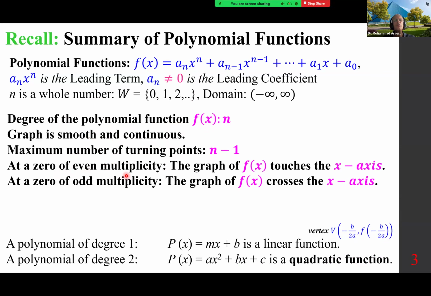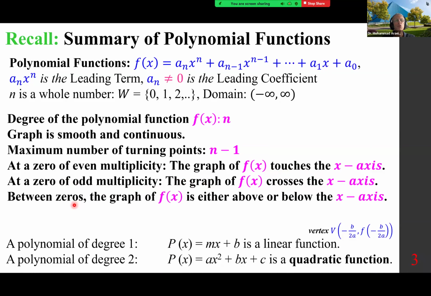At a zero of even multiplicity, the graph of f of x touches the x-axis. That means it doesn't cross the x-axis. At a zero of odd multiplicity, the graph of f of x crosses the x-axis. Between zeros, the graph of f of x is either above or below the x-axis.